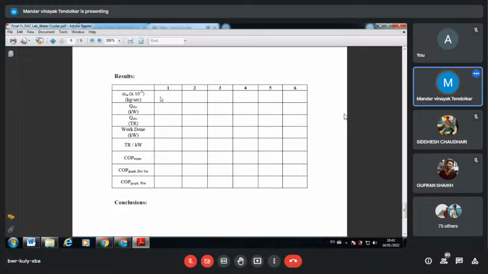What is our m dot? So let's say 1, 2, 3, 4. Then what is Q absorbed? We will find out about the deviation, increasing, decreasing, whatever it is. Okay, then work done again, increasing, decreasing, constant, whatever it is. Then COP experimental with the help of these. And then COP from the graph for the dry saturated one and for the wet one. So here we need the chart. Up to this part, COP experimental, what we need is the readings. Fine.